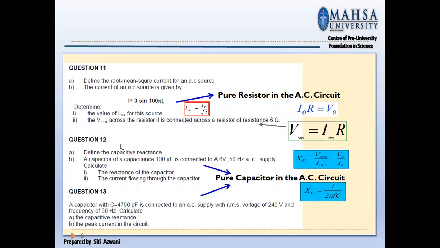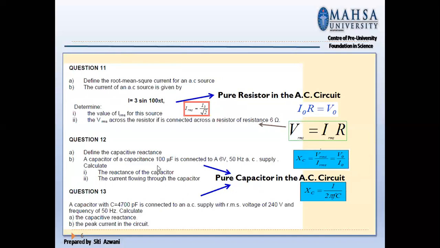You are given the capacitance of a capacitor, 100 microfarad. It's connected to 6 volt. 6 volt refers to the VRMS. And then you have a frequency of your AC supply which is 50 Hertz.